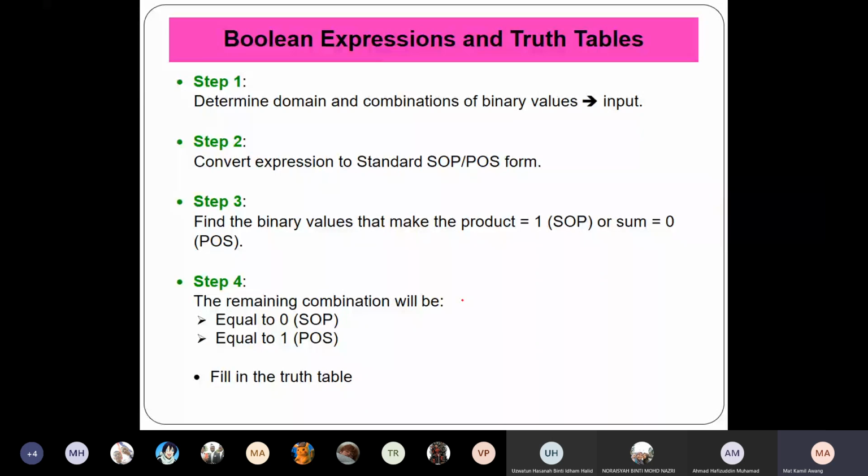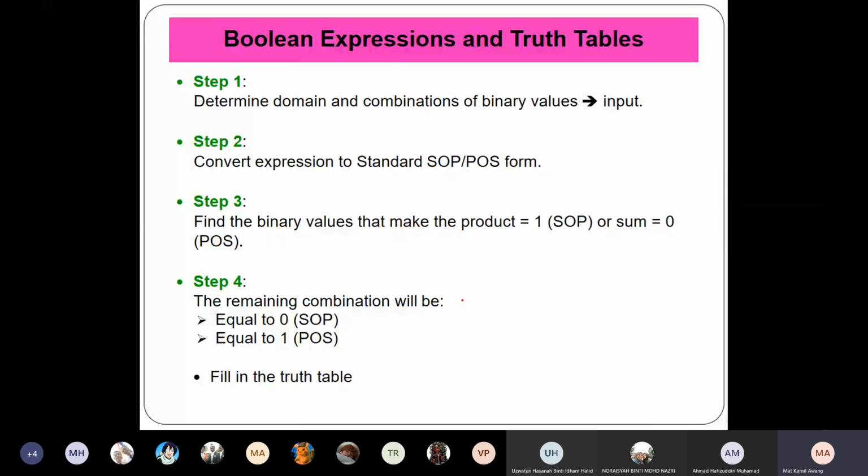Basically, the domain is how many variables you have, A, B, C, D, and the combinations of binary values as input. Let's say you have 4 inputs, 4 domains, A, B, C, and D. So the combinations are 0, 0, 0, 0, 0, 0, 0, 1, 0, 0, 1, 0, 0, 0, 1, 1, and all those possible combinations. So you prepare that. Then, you convert the expression into standard SOP or POS form, either one.